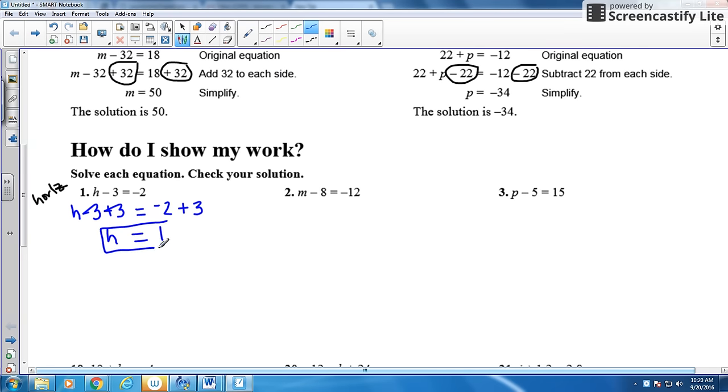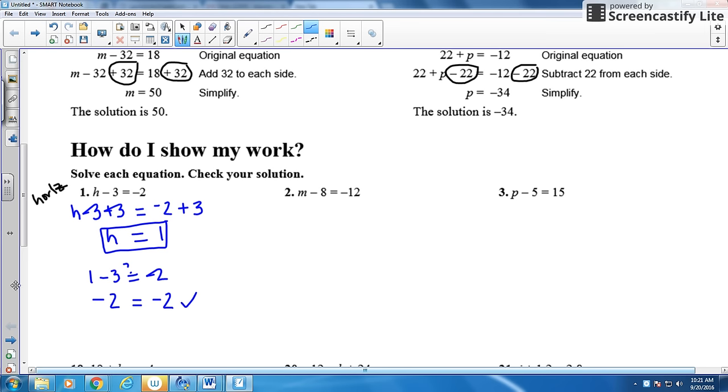That's my solution. Now, in my class, I expect to see a check step. By a check step, I mean we're taking our solution and substituting it in for h in the original equation. So I would do a check step like this: 1 minus 3, and I'm asking, does that equal negative 2? At this point, you actually have to do the math. You can't just say, yes, it checks. So I would either mentally or with my calculator make sure that 1 minus 3 is negative 2, and therefore it does check, and it works.